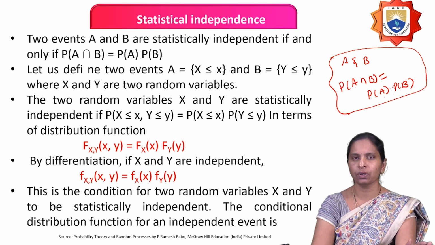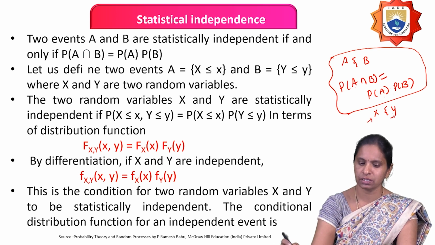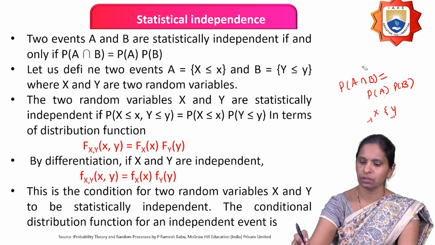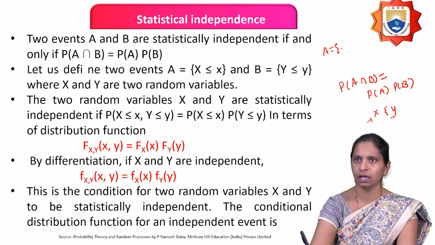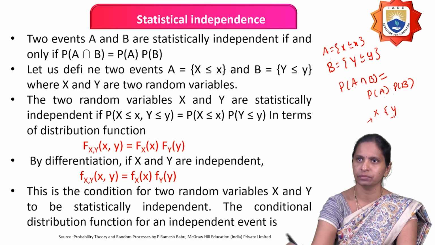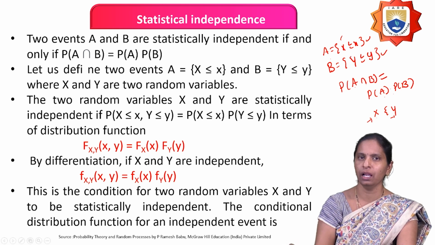Now, the same concept we are applying to random variables also. For example, if X and Y are two independent random variables. So here X and Y are what? Two random variables. On these random variables, I am defining two events. The first event A is X less than or equal to x, which means the random variable X takes values up to the value of small x. And B is Y less than or equal to y. So these are the two events which have been defined on the random variable X and the random variable Y.